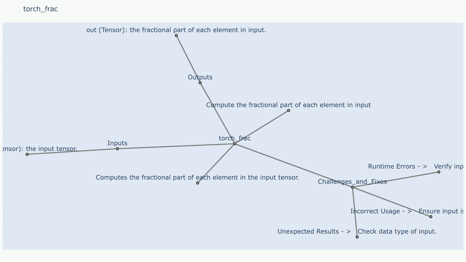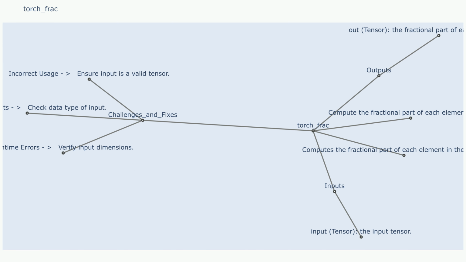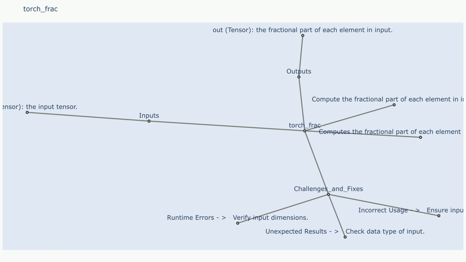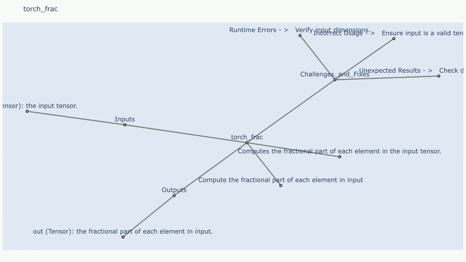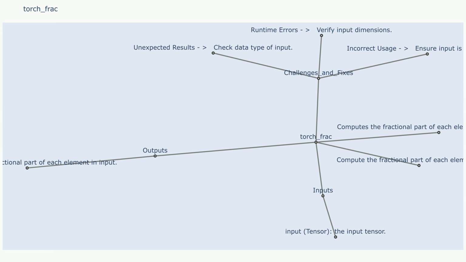Sample use case that resulted in challenge 1 when the input tensor has negative values. The torch.frac function still returns the fractional part, but the result might not be the expected one based on the definition of the fractional part for negative numbers. Fixes to challenge 1. Ensure that you understand how torch.frac handles negative numbers. If you need the fractional part of a negative number, you might need to apply a different calculation.